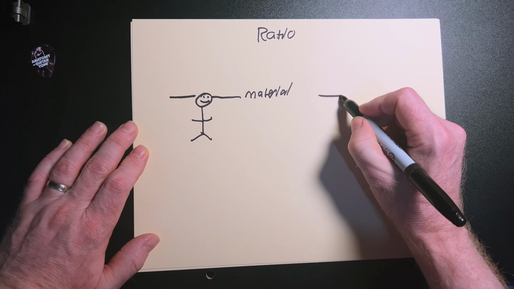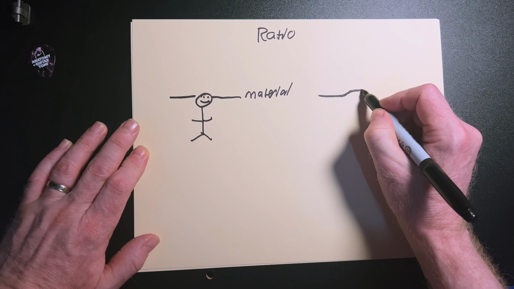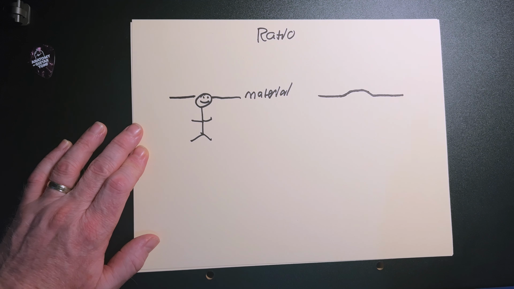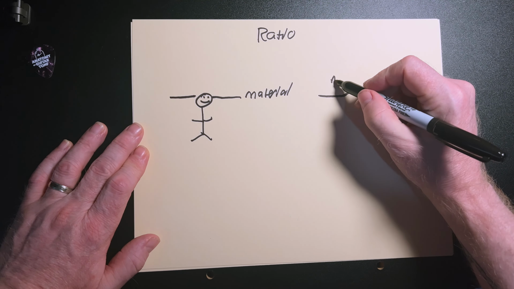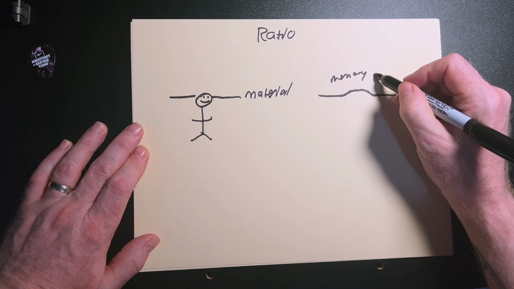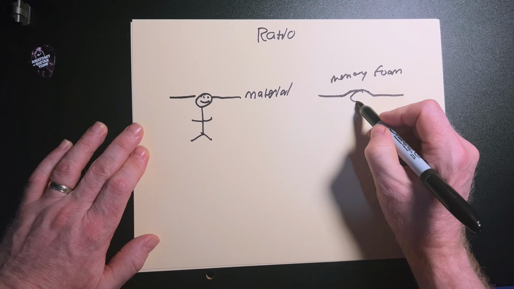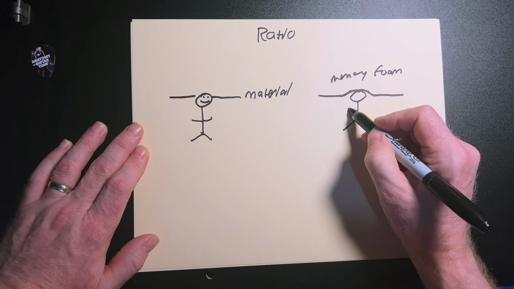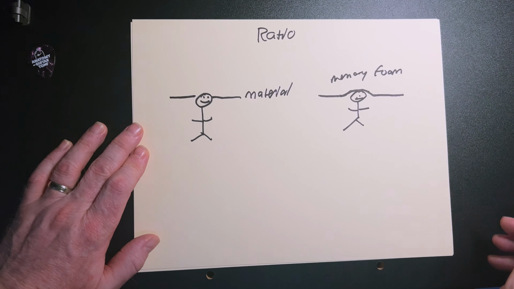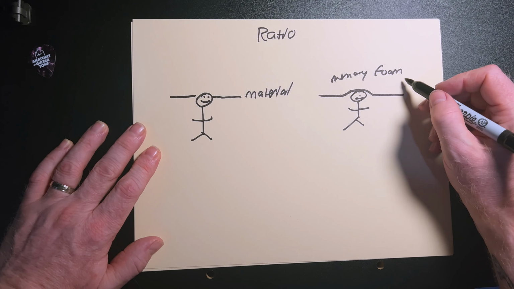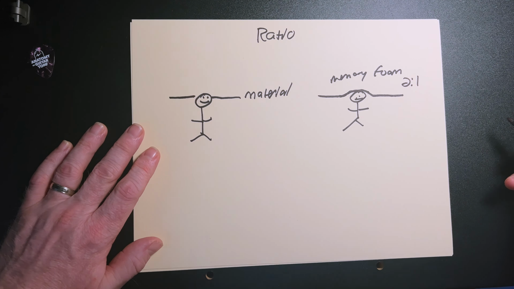Now, what would happen with the memory foam is if we hit that ceiling, our head would push up on it a little bit. It's malleable, it's flexible, right? Memory foam, okay? And we could draw our head here. Okay, so this would be like a lower ratio, 2 to 1, right?